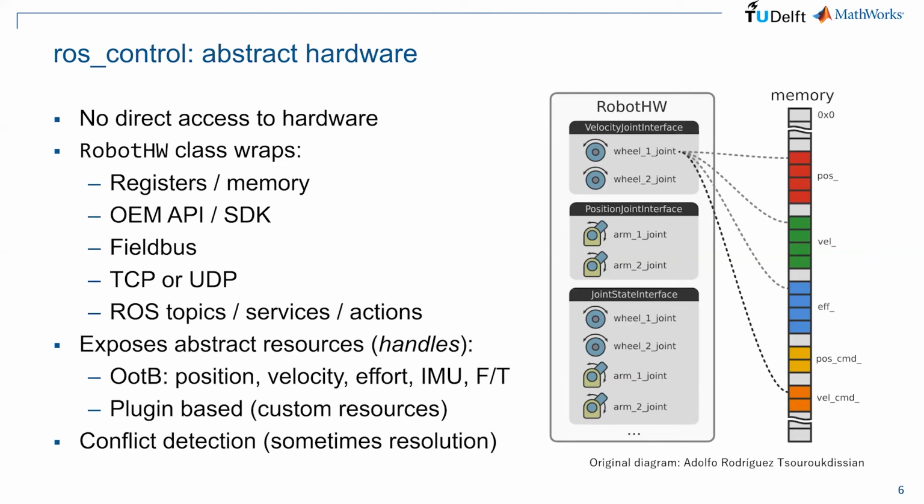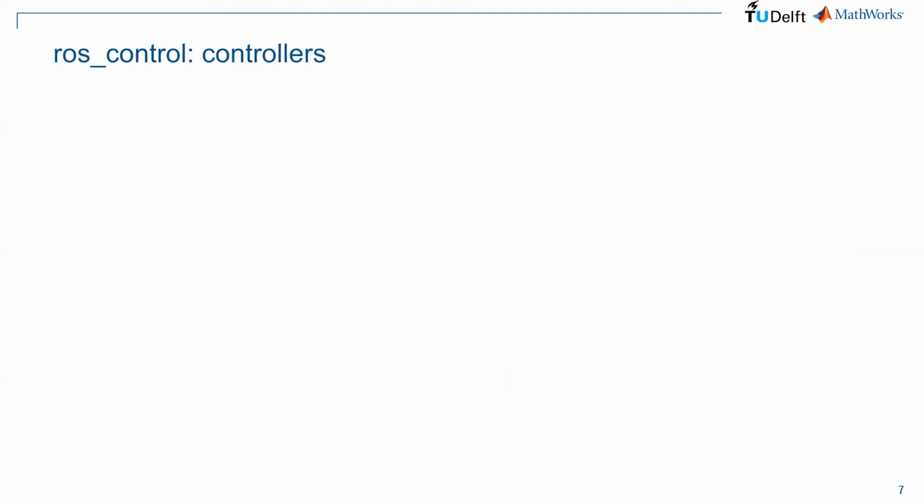It is responsible for conflict detection because it exposes a set of hardware resources, and what we don't want is two controllers to try to talk to the same piece of hardware at the same time. So hardware interfaces typically have the responsibility to detect such conflicts, and then making sure that they are either denied or resolved. Could you go to the next slide, please, Murat?